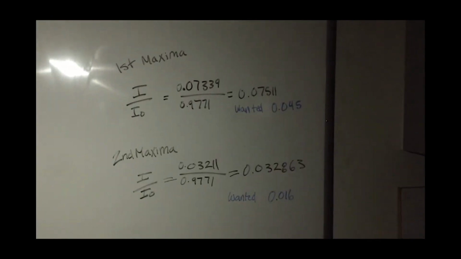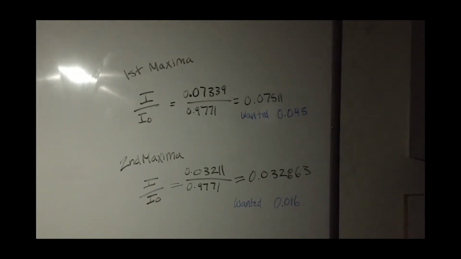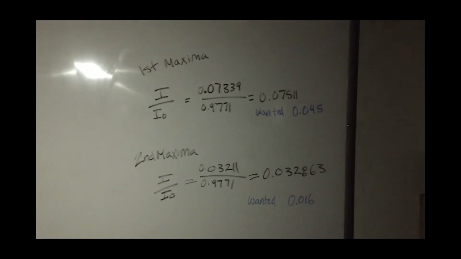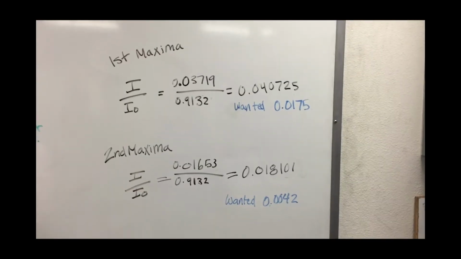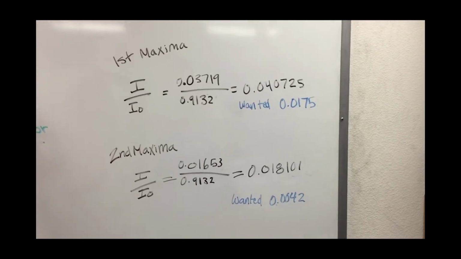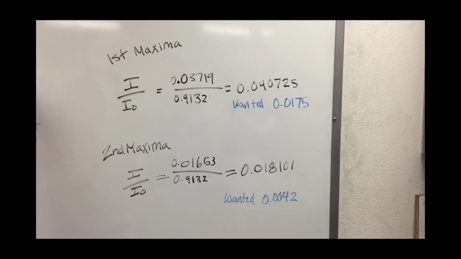We calculated I over I naught at the first maxima and the second maxima, and as you can see, both of our answers were much larger than what we wanted. The error in this could be due to either our image not being centered or it being overly saturated.